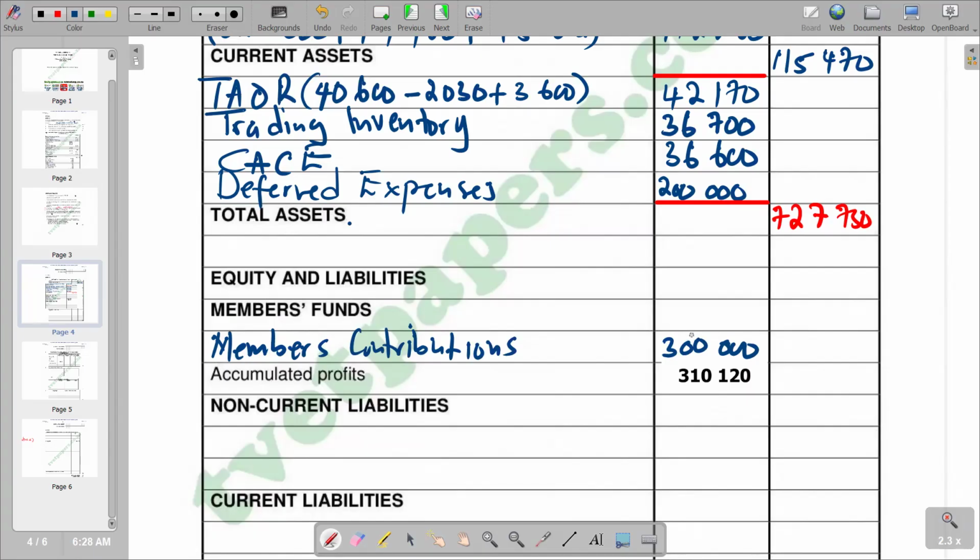So to get the total for members' funds, it should come here. You're saying 300,000 plus 310,120. You get your figure, which is 610,120. So basically, that's what we have for that part. So moving on to the next part, we have got a non-current liability section. We are here. So the total should come here also.